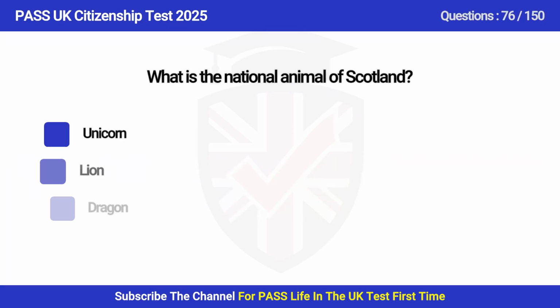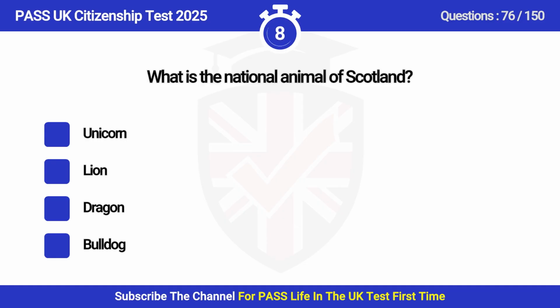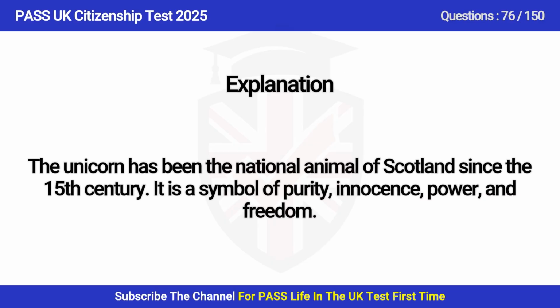Question 76. What is the national animal of Scotland? A. Unicorn, B. Lion, C. Dragon, D. Bulldog. Answer is A. Unicorn. The unicorn has been the national animal of Scotland since the 12th century. It is a symbol of purity, innocence, power, and freedom.